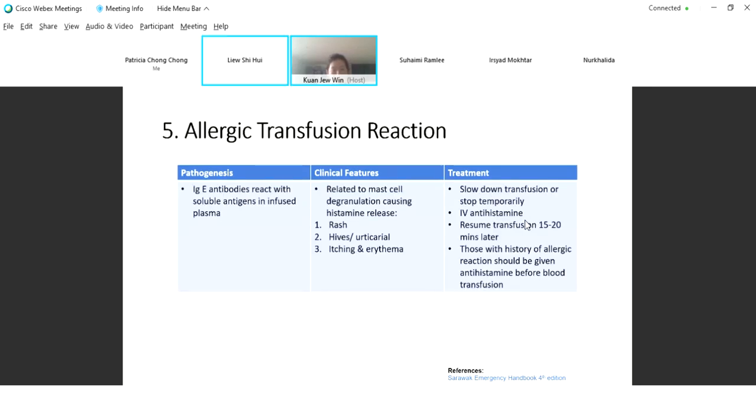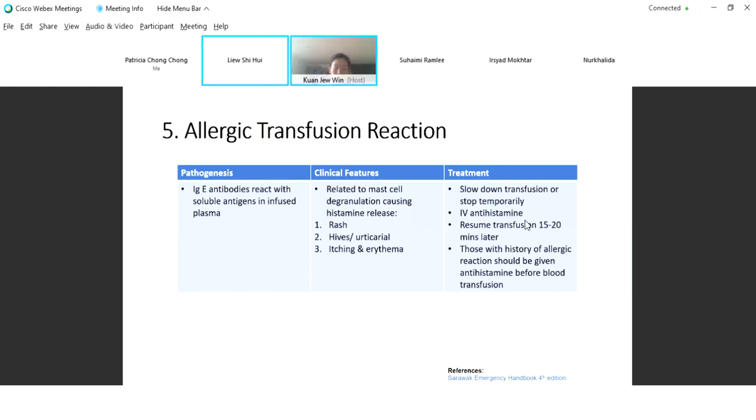So for the allergic transfusion reaction, the IgE antibody reacts with the soluble antigen in the infused plasma, leading to mast cell degranulation, and they will further cause histamine to be released. So when this histamine is released, it will produce an allergic reaction like rash, urticaria or itching, and erythema. So for the treatment, we can slow down the transfusion or stop the transfusion temporarily, and then we will administer an intravenous antihistamine, and we can resume the transfusion 15 to 20 minutes later.